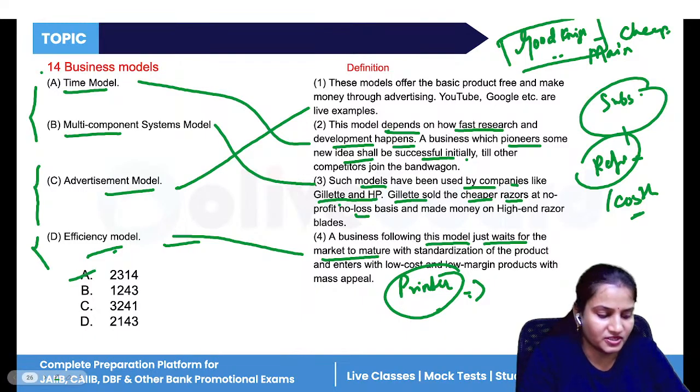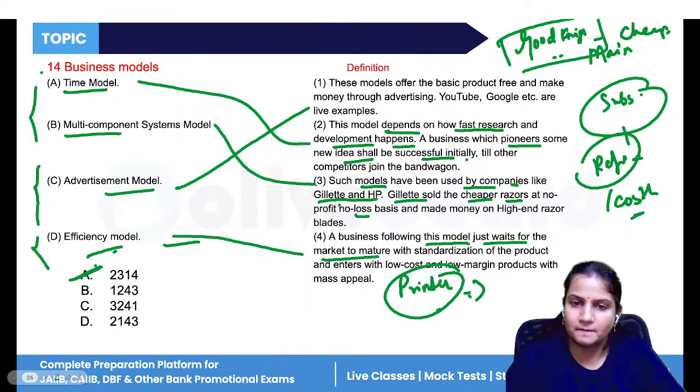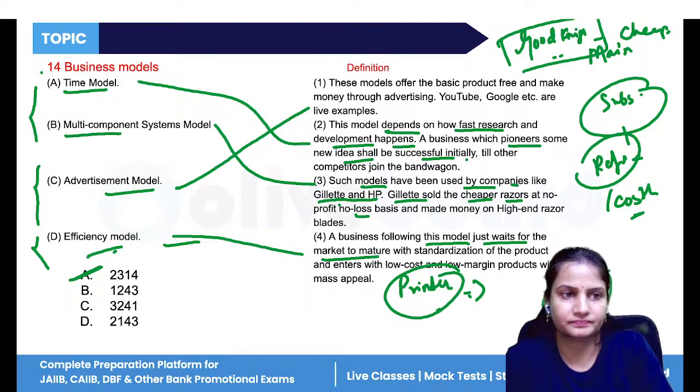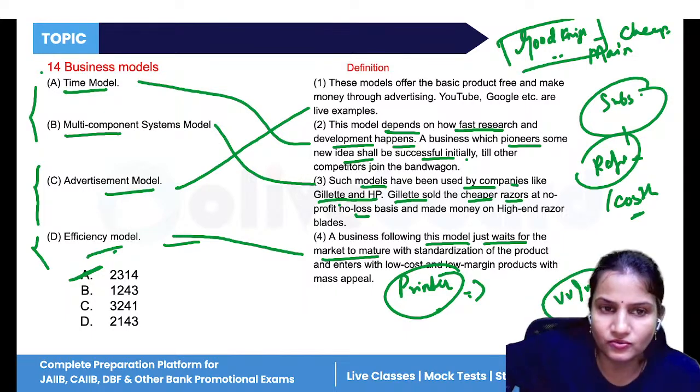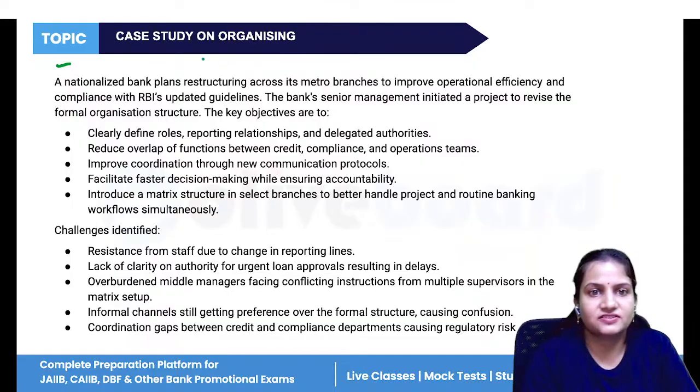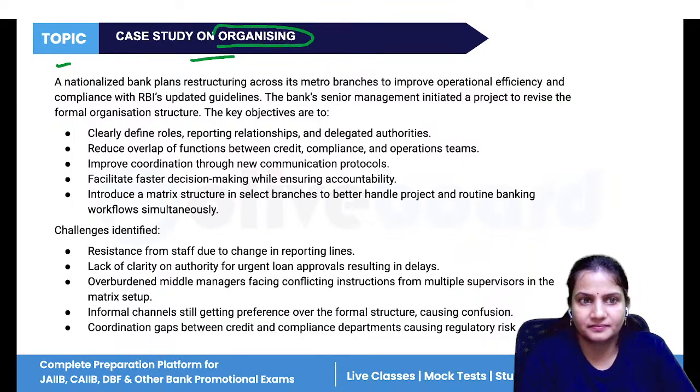So here, 2, 3, 1, 4. That is option A. Done. This is very, very important. I hope this is clear to you. Any doubt to anyone in this question? Now, next case study on organizing topic.